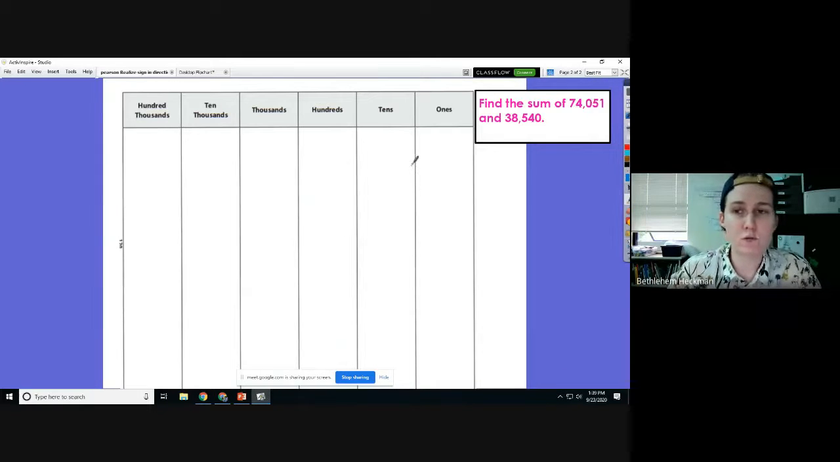So one of the first rules of the algorithm is that you have to add up ones with ones and tens with tens and hundreds with hundreds. So I have to put each digit in its place value. This 1 is worth 1 one. This 5 is worth 5 tens or 50. There's no hundreds. There are 4 thousands, and there's 7 10,000s. I can even put my commas in here to make it easier to read. Then I've got 38,540. So I'm lining those up in the correct place value, and I'm going to go ahead and add those together.